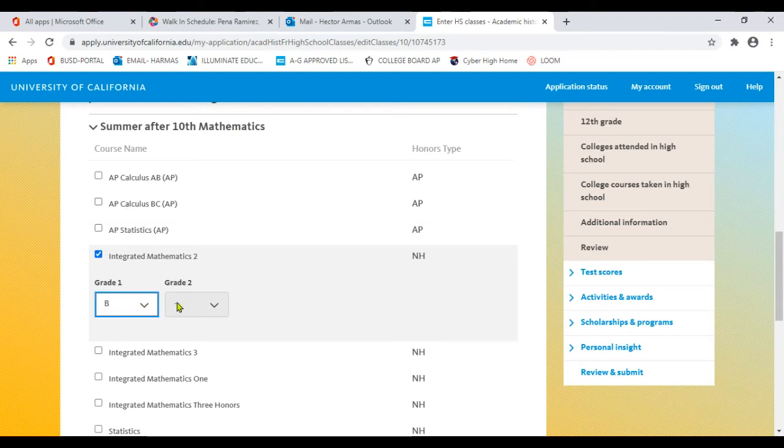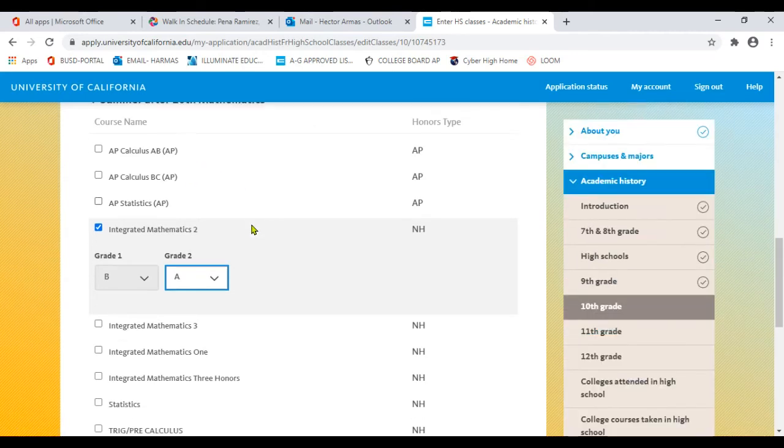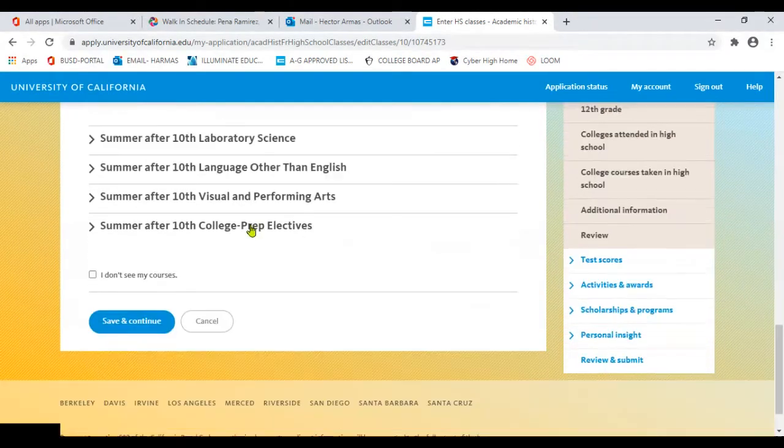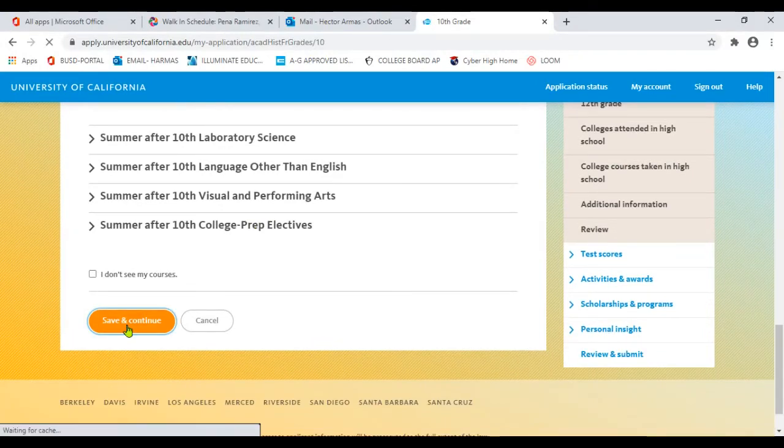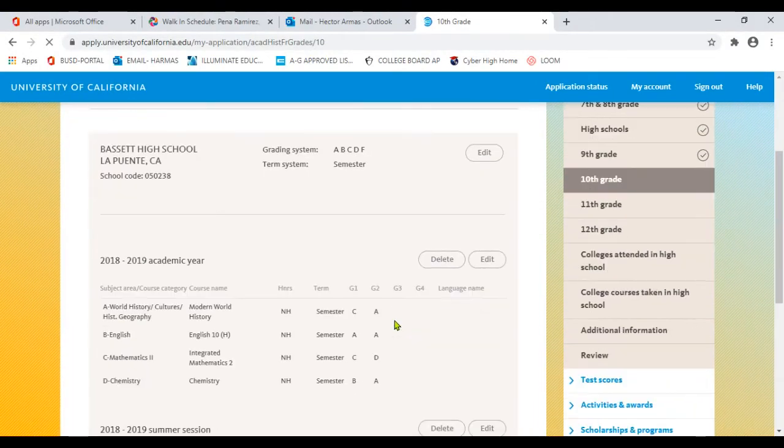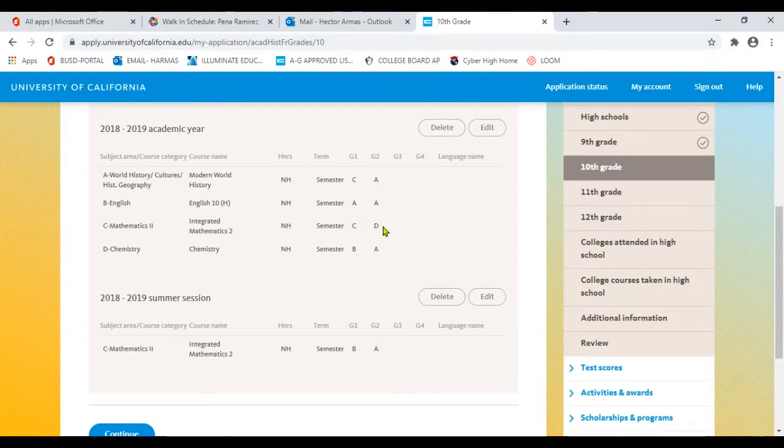I got a B, and the second semester I got an A for summer school. And I'm gonna say save and continue. And when I do that, now it's gonna show that the D grade that I received in math 2 was completed in summer school, and I got an A.